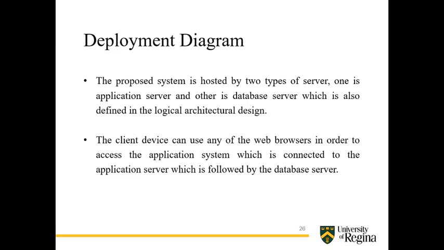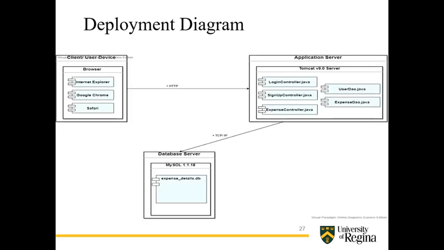The proposed system is hosted by two types of server. One is application server and the other is database server, which is also defined in the logical architectural design. The client device can use any of the web browsers, like Internet Explorer, Google Chrome, Safari, in order to access the application system, which is connected to the application server, and then it is followed by the database server. It can be explained with the help of a diagram.